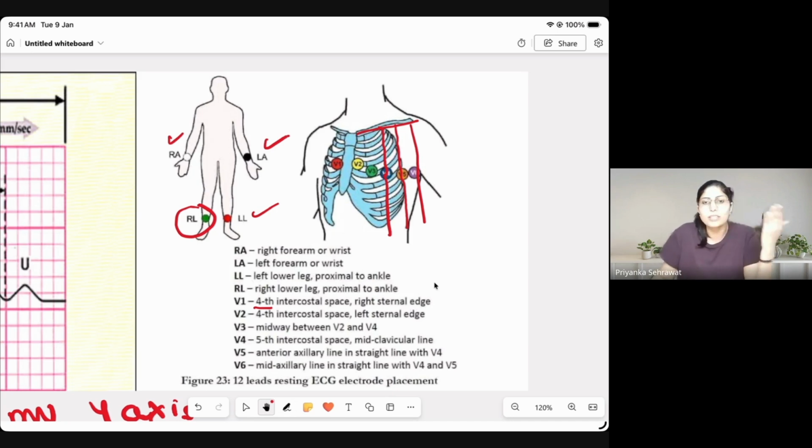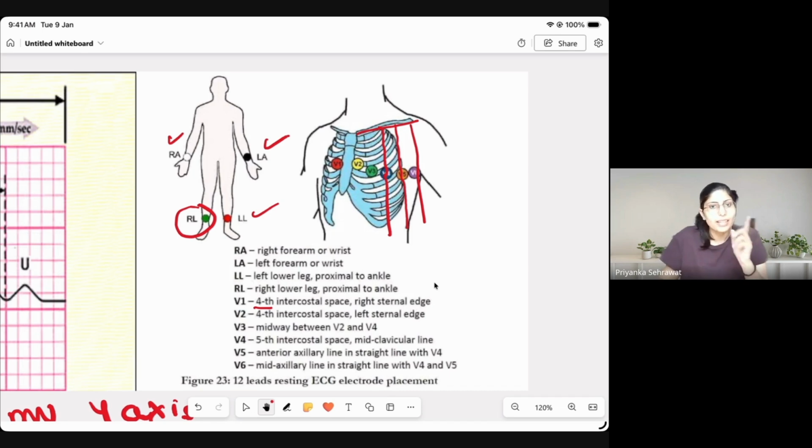4th intercostal space on the right side of the sternum, V1. 4th intercostal space on the left side of the sternum, V2. V3 between V2 and V4. V4, V5, V6 all in the 5th intercostal space on the left side: mid-clavicular line, anterior axillary line, mid-axillary line.